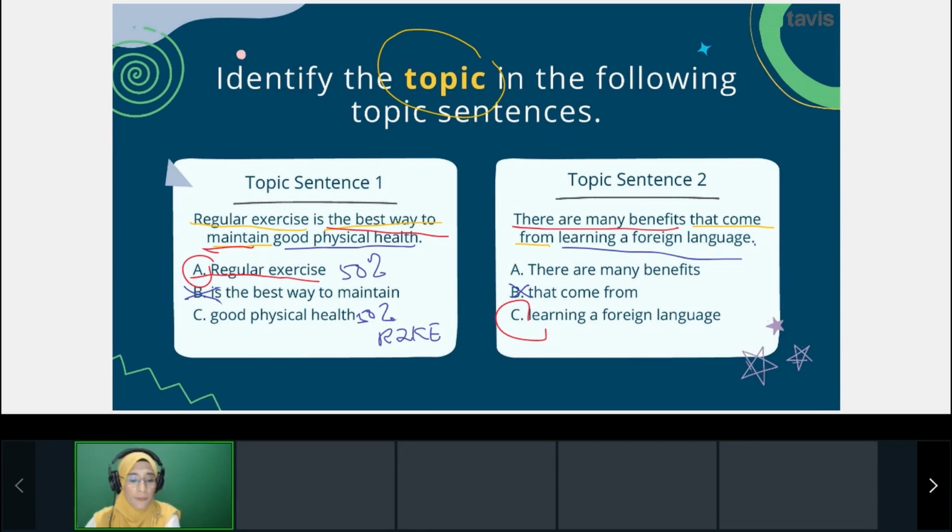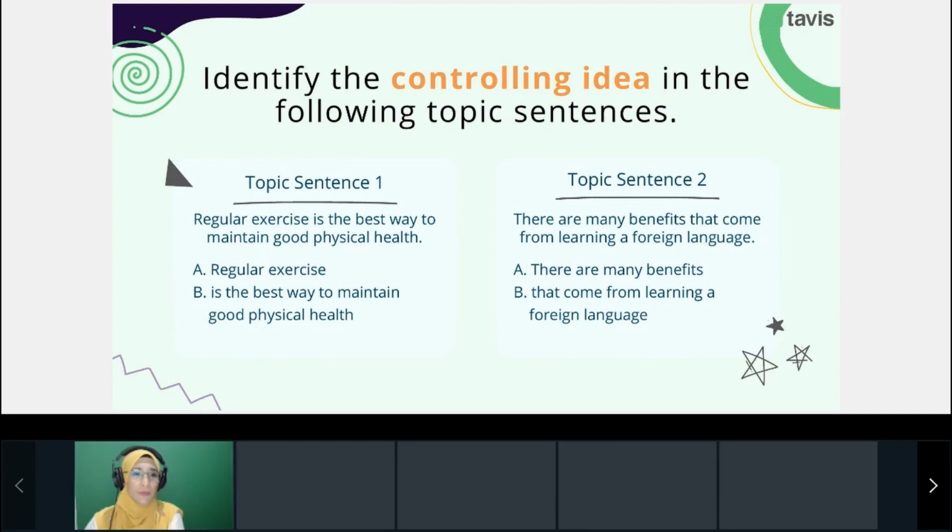Now the next one. I hope you are okay as of now. I hope that there are no questions, because I believe that silence means you agree. Okay, let's move on. Next one: let's try and identify the controlling idea in the following topic sentences. What is the controlling idea for this one? The teacher already told you the clue just now. So which one? Is it regular exercise or is it the best way to maintain good physical health?